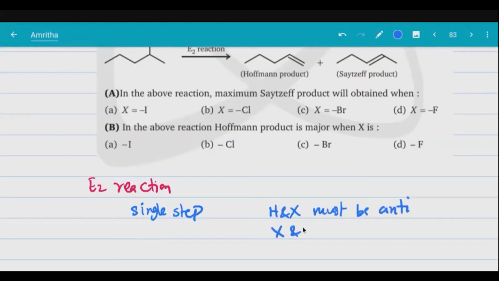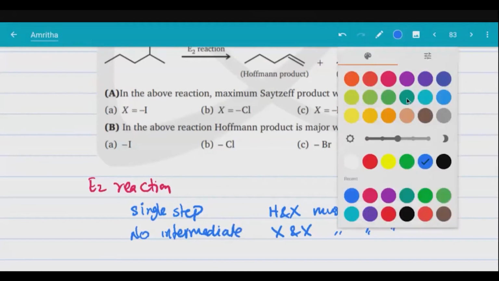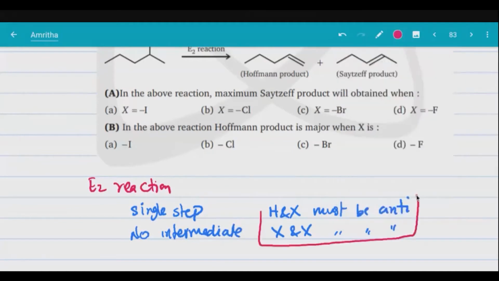Or X and X, if you are removing 2 halogens, they must be anti. In most of the cases, 99.9% they must be anti. But in bicyclic compounds, they are an exception. Bicyclic compounds, E2 reaction, but syn elimination. Anti means opposite. These two groups must be in opposite direction. This is a single step reaction, there is no intermediate. So groups must be anti, so we have to take care about this point also.